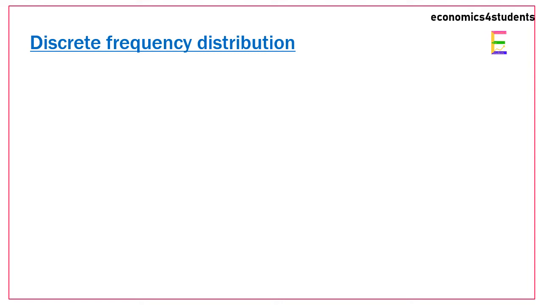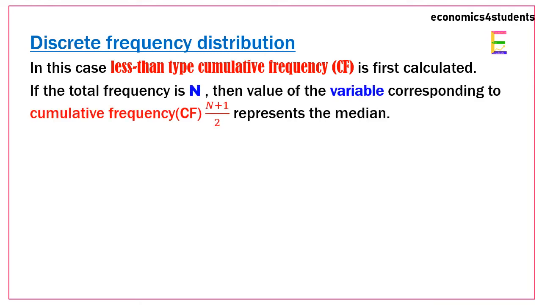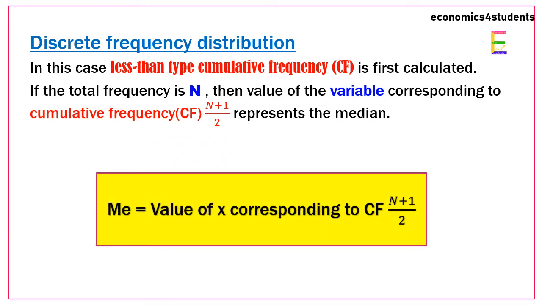In this case, less than type cumulative frequency is first calculated. We are denoting less than type cumulative frequency by CF. If the total frequency is capital N, then the value of the variable corresponding to cumulative frequency (N+1)/2 represents the median. Therefore, median ME is equal to the value of x corresponding to cumulative frequency (N+1)/2.